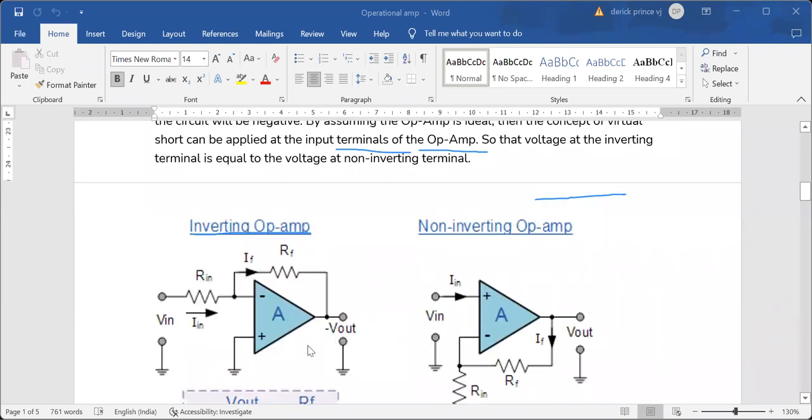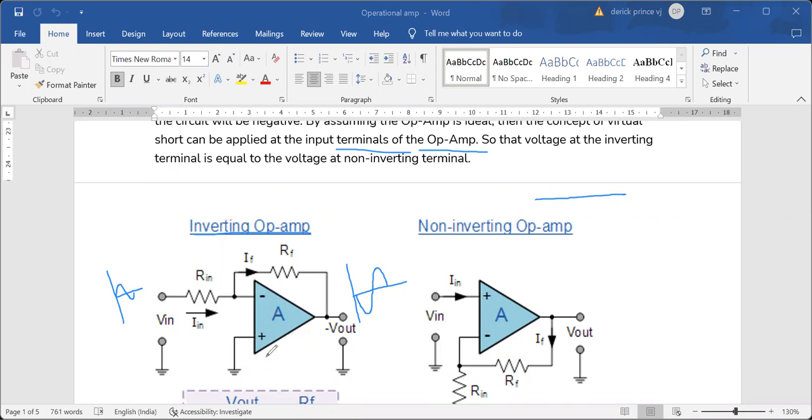This is the inverting op amp. In this inverting op amp, the input is supplied to the inverting pin, which is the minus pin. So the input is given here. When the input is given to the inverting pin, the output will be 180 degrees out of phase. It will be inverted, and it will be amplified also. Input is given to the inverting pin, and the non-inverting pin will be grounded.